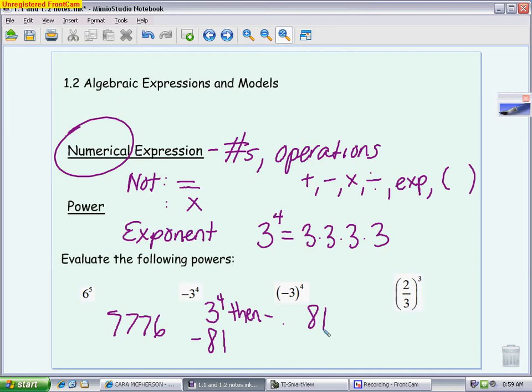The last example, 2/3 to the 3rd. You can do this as separate pieces. You can think of it as a numerator to the 3rd and a denominator to the 3rd. So when you do that, 2 to the 3rd is 8. 3 to the 3rd is 27.